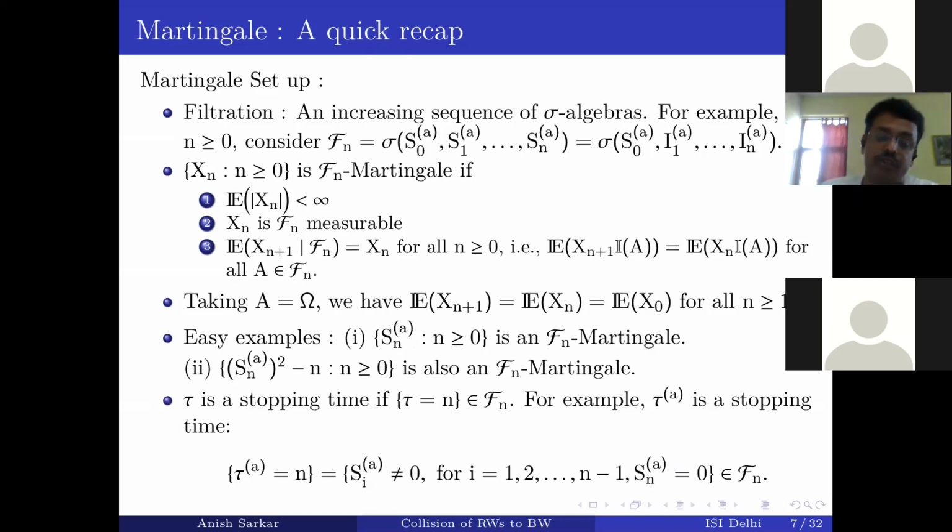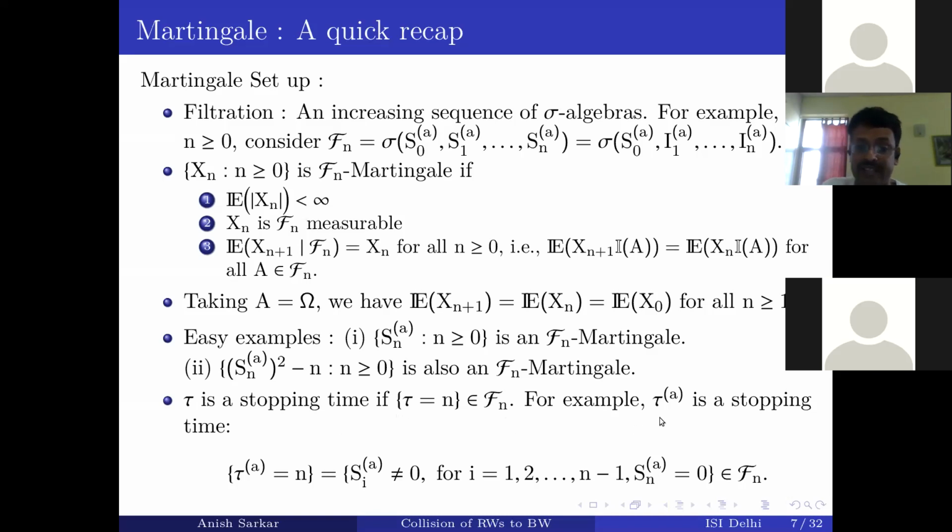Okay, so the next thing that you require is what is called a stopping time. What is a stopping time? It is a random time taking values 0, 1, 2, and possibly infinity, with the condition that if I look at the event tau equal to n, this must belong to the filtration Fn.